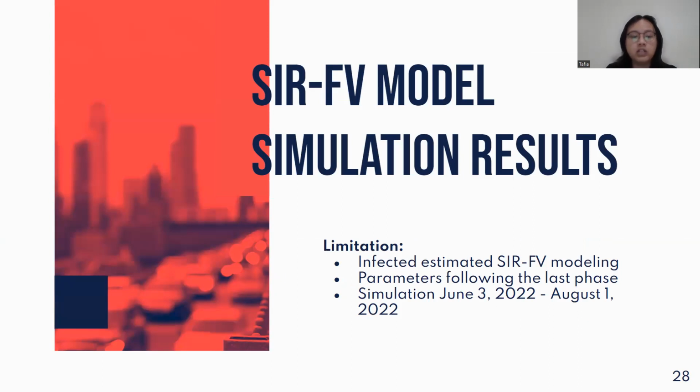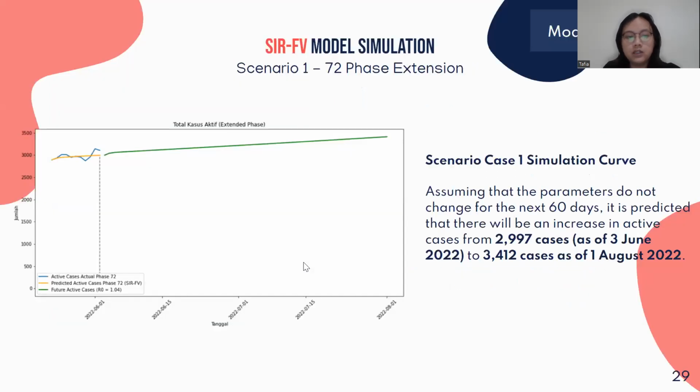This is because maximum prediction of the next 60 days from completion of phase 72 on June 2nd, 2022. This is done by considering that parameter changes will always change dynamically so that the simulation time range is made quite short. The following is a simulation visualization using the last phase parameters for the next 60 days. The last phase parameter has an R0 value of 1.04, so that even though Indonesia seems to be at the end of wave 3, the infected compartment trend will still rise slowly.